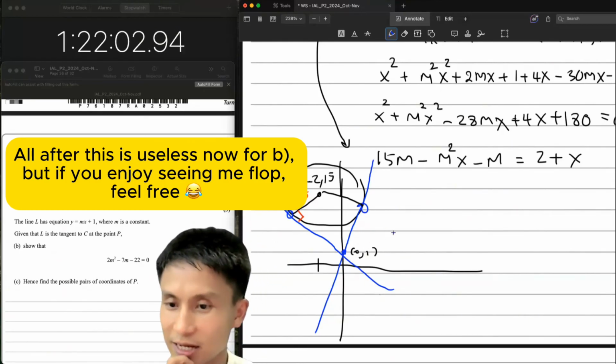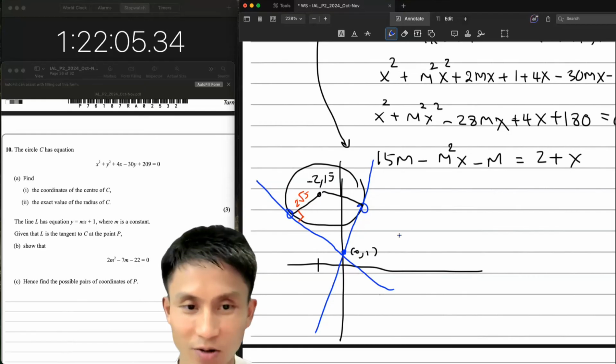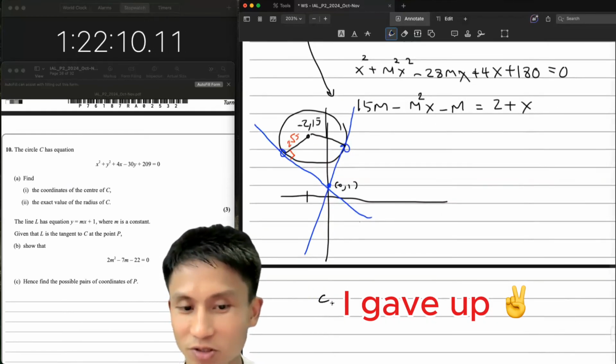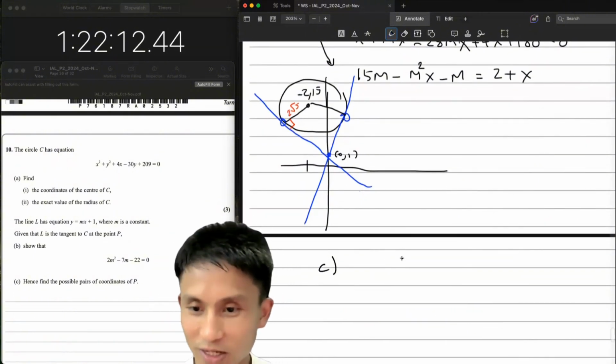This one is tricky, guys. I can't really show that. Okay, you know what? I'm just going to skip to do C. I'm out of time now. I need to do another question after this. So we need to solve that.